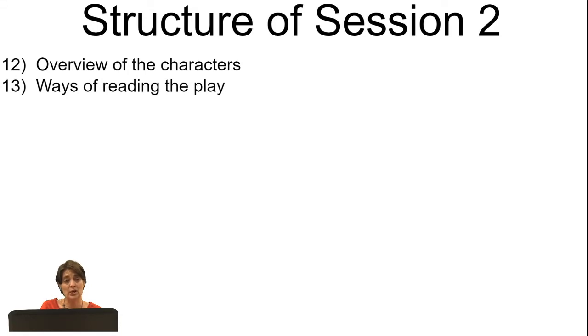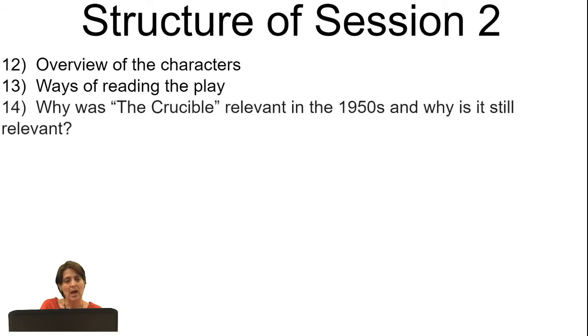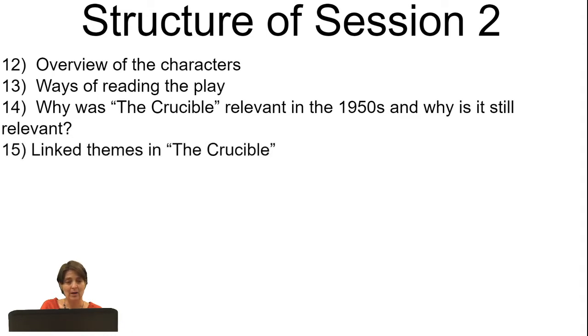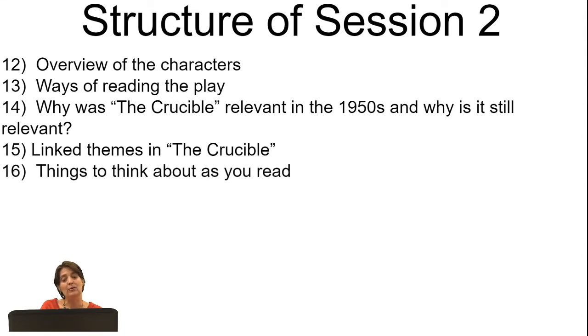In today's session, I'm going to give you an overview of the characters, and I'm again going to be referring back to the impact of power and reputation and how that results in the characters taking the actions that they do. I'm going to suggest a few ways in which you can read and interpret the play. I'm going to discuss why the Crucible was relevant in the 1950s and why it is still relevant today. I'll talk about the themes that are linked and run throughout the Crucible, and then I will leave you with some things to think about as you read.